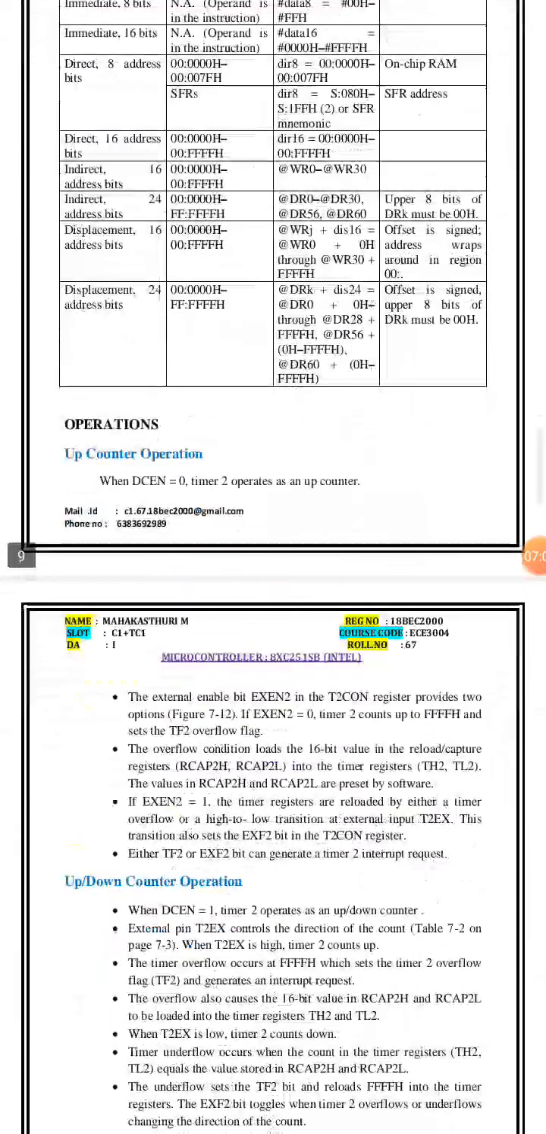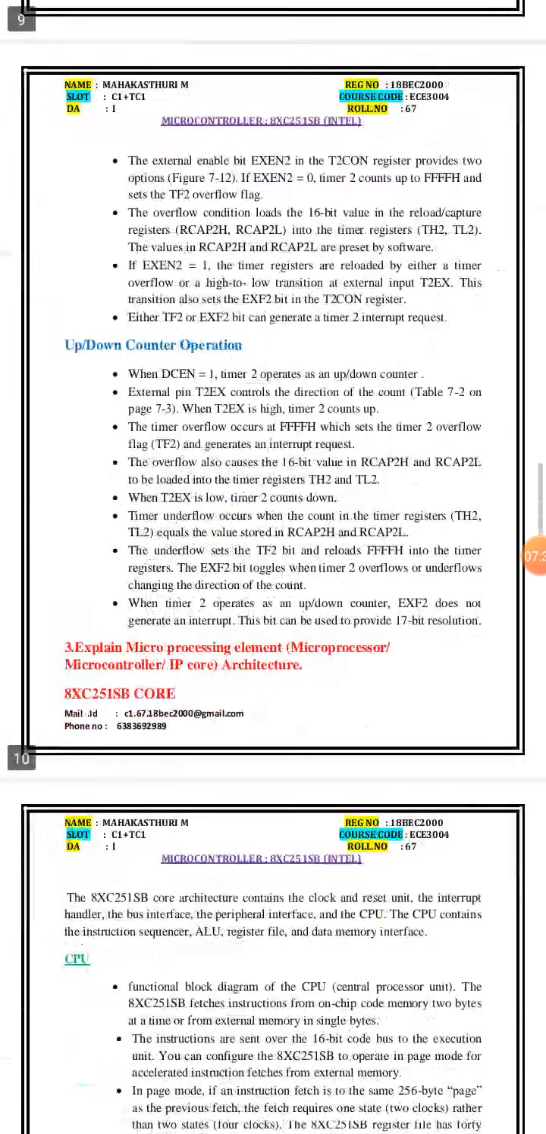And then operation: there are 2 operations, up operation and down operation. Up means up counter, down means down counter. It is basically defined by DCEN. If DCEN is equal to 0, then timer 2 operates only as an up counter. If DCEN is equal to 1, then timer 2 operates as either an up counter or a down counter. Okay, you can see this one.